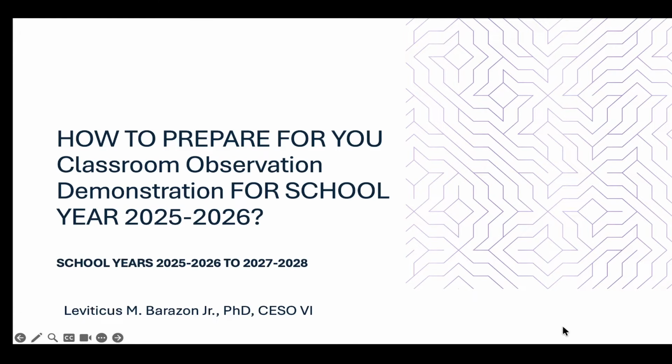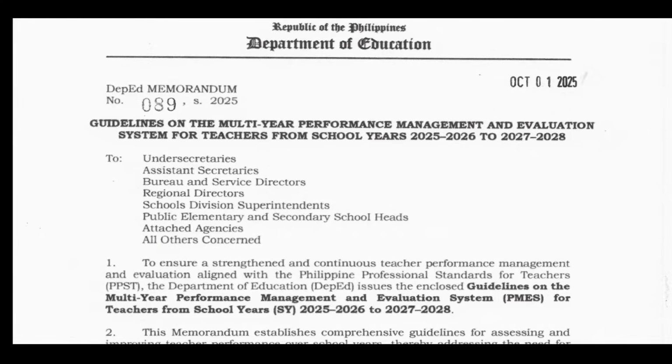We're going to learn today how to prepare for your classroom observation for this school year 2025 to 2026. In the process, we'll be discussing Memorandum 89 series of 2025, which provides the multi-year performance management evaluation system for teachers for the next 3 years starting 2025. So this has been issued only October 1, 2025.